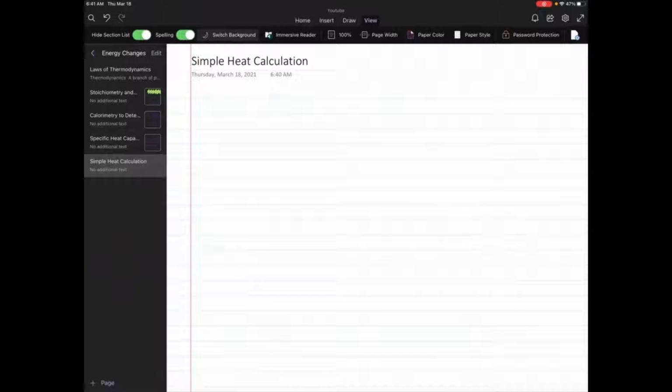Hi folks, I have another lesson for you today on just calculating simple heat questions. So a simple heat calorimetry question where the substance is given, or the energy is given, or the mass, specific heat capacity, and the change in temperature is given, and you can find heat.